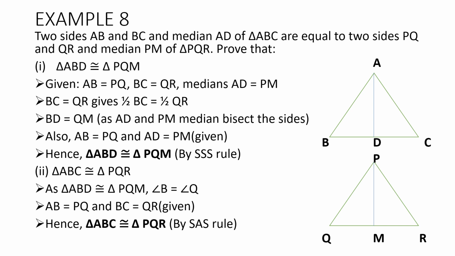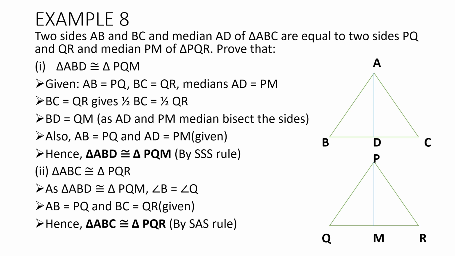Example 8. Two sides AB and BC and median AD of triangle ABC are equal to two sides PQ and QR and median PM of triangle PQR. So you are having two triangles in which two sides and a median are equal to the corresponding two sides and the median of another triangle. First thing, you have to prove that triangle ABD is congruent to triangle PQM.